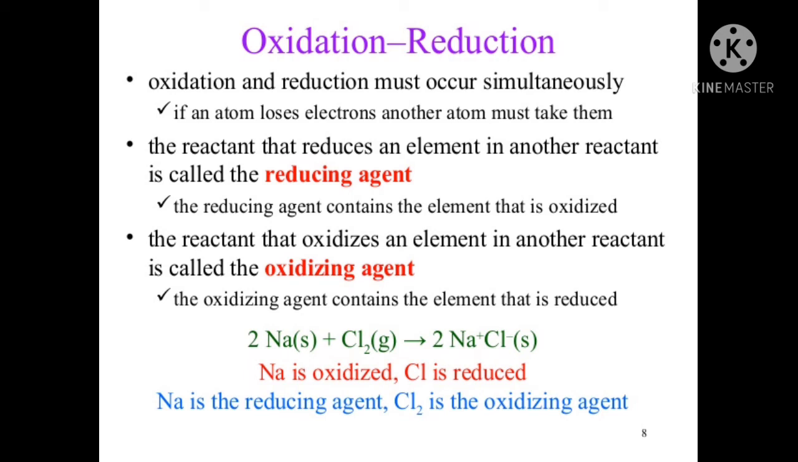For example, sodium plus chlorine to form sodium chloride. Sodium is oxidized and Cl is reduced. So, in this reaction, sodium is the reducing agent and chlorine is the oxidizing agent.